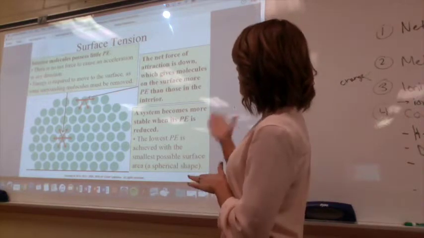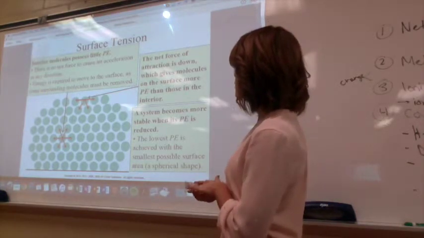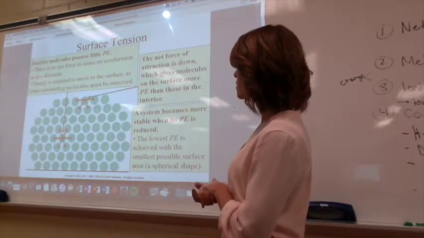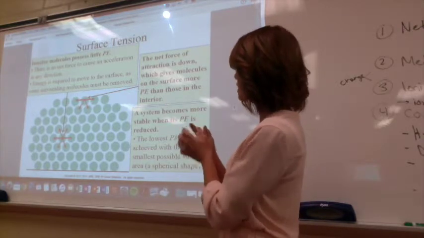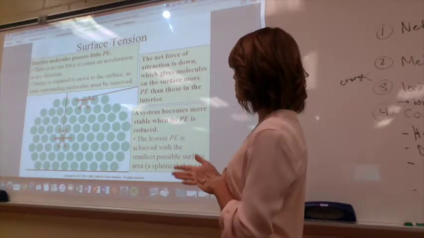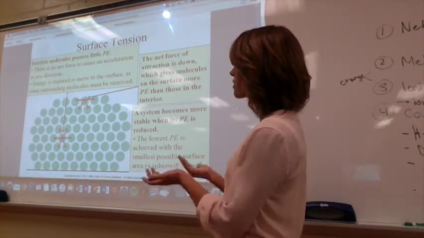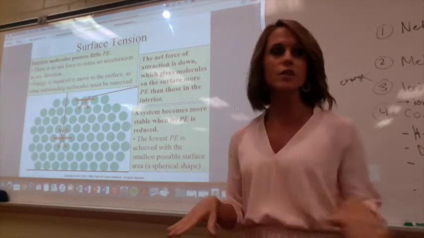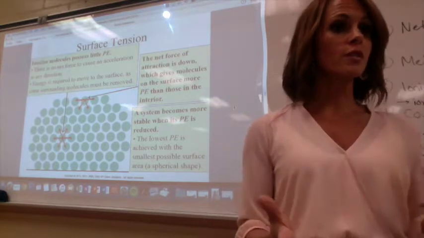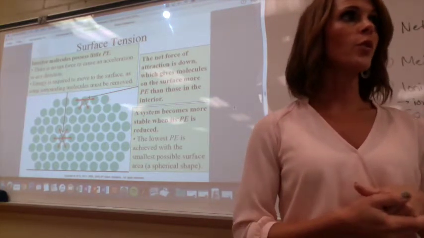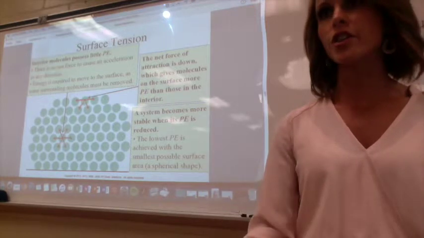So again, net force of attraction is down, which gives molecules on the surface more potential energy than the ones in the interior. The interior are pulling very tight together. The system becomes more stable when its potential energy is reduced, and the way to reduce potential energy is to create the sphere. So you reduce surface area, you increase surface tension, and then you therefore reduce potential energy.